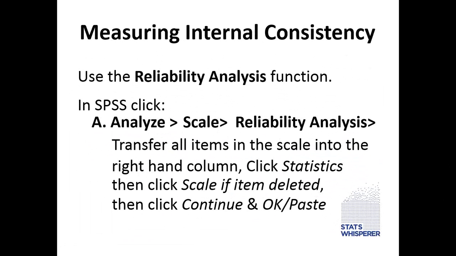Here is our path in SPSS: Analyze, Scale, Reliability Analysis. You take all the items on the scale from the left-hand column and put them in the right-hand column. Remember to go to Statistics and click Scale if Item Deleted. That will tell you, if you have a scale below 0.70, which item to remove to increase the scale reliability. I'm going to say this again, because repetition is the mother of teaching. Then continue, and OK or paste.